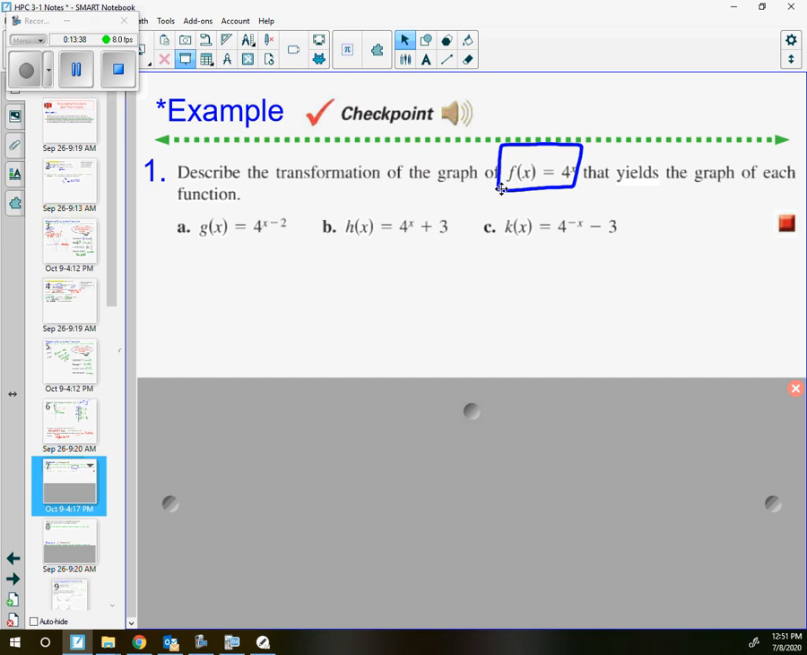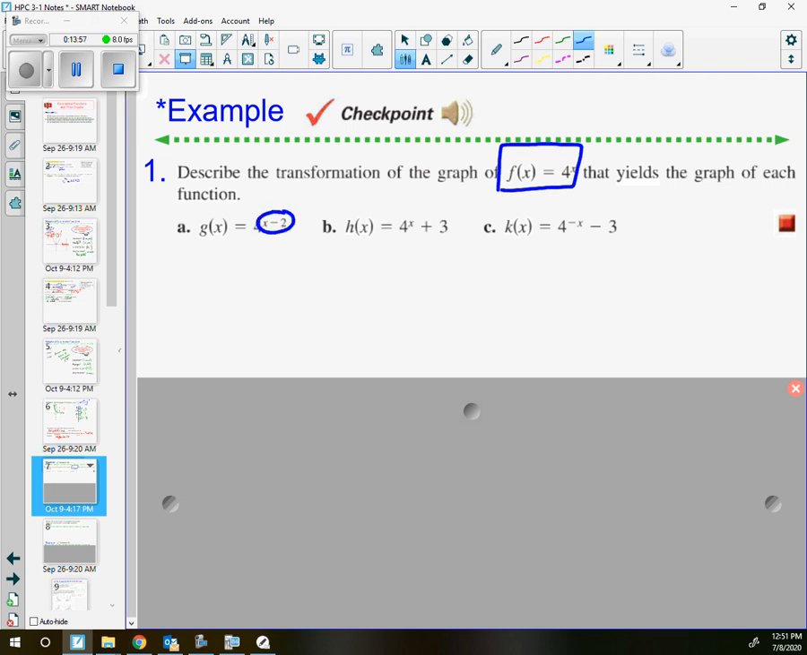So think about what each of these number placements would do, say for a parabola or a cubic, and guess what? It's going to have the same effect on an exponential. So pause the video, think about what each of them do, make your prediction, and then graph them and see if you were right. All right, let's talk about the first one.